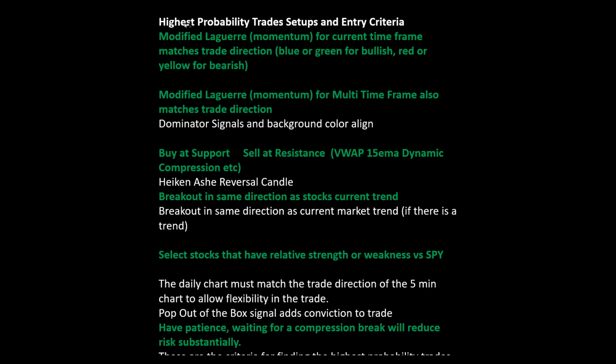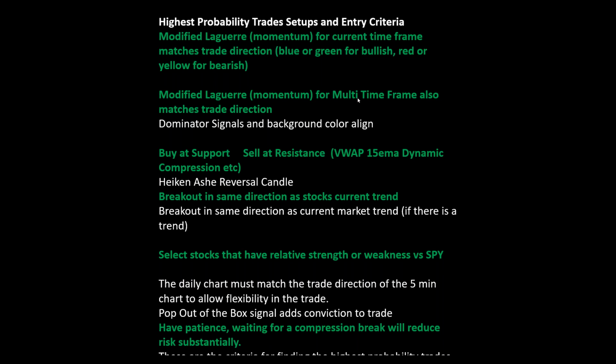Okay, so let's go over the basics of the high probability trade setups and entry criteria that we use, using the Compass system and some basic technical analysis. Two of the things we need initially on the Compass system: we need the modified Laguerre, the momentum indicator for the current time frame, to match the trade direction. So if we're going long, we need to be blue or green, and if we're going short, it needs to be red or yellow. And we additionally need the modified Laguerre for multi-time frame.